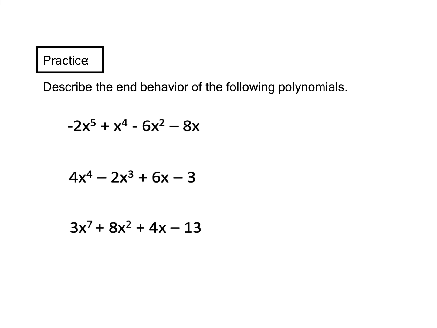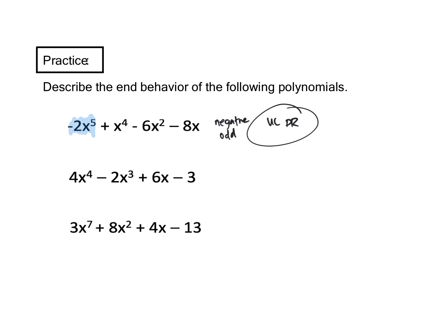If we're going to describe the end behavior, and the equation is written in standard form, the only thing we're looking at is the leading term. So for this first one, my leading term has a negative leading coefficient, and it also has an odd degree. Therefore, this is going to be an up left, down right polynomial end behavior.